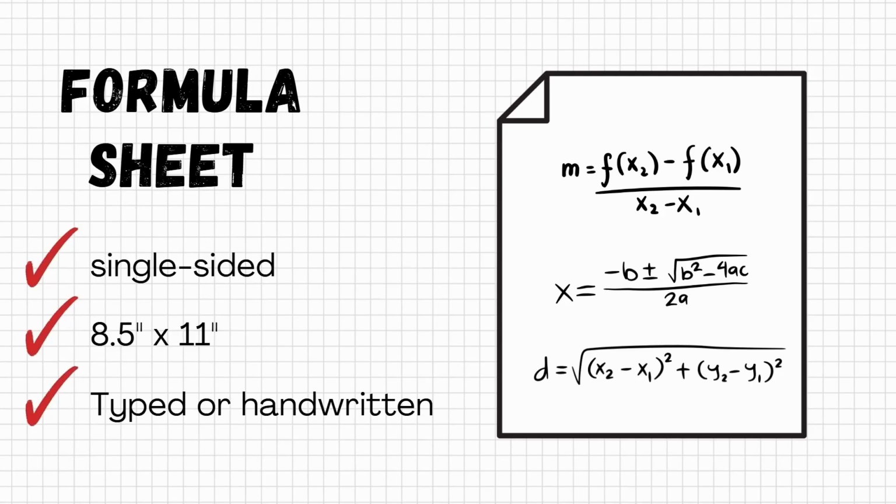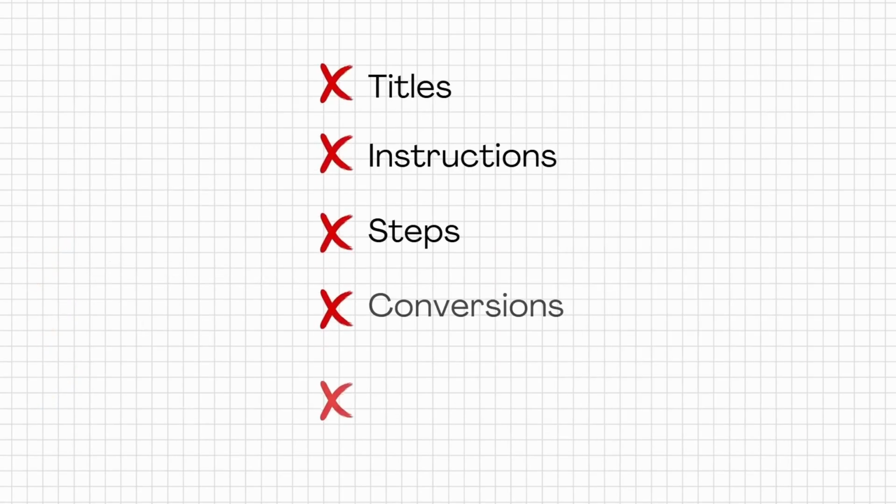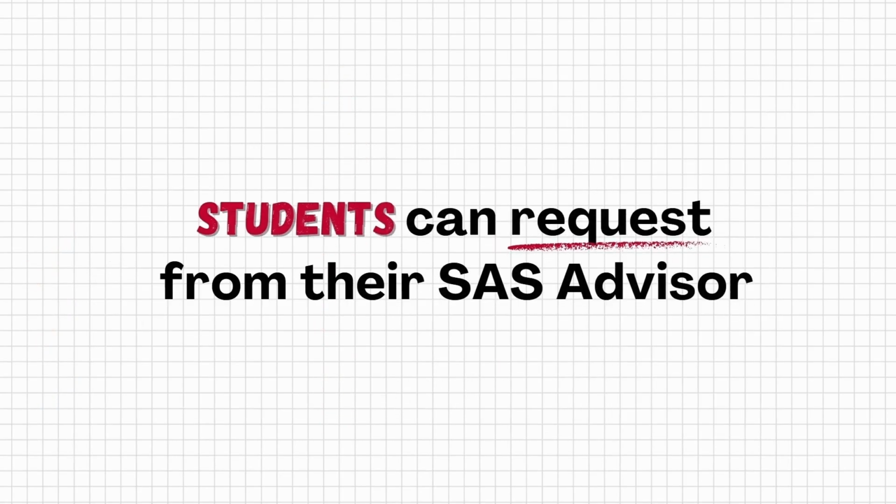Formula sheets are also a single-sided 8.5 by 11 page that can be typed or handwritten. They should only contain formulas that the student struggles to retrieve and should not include any titles, instructions, steps, conversions, or examples. Students can request this additional accommodation from their SAS advisor.